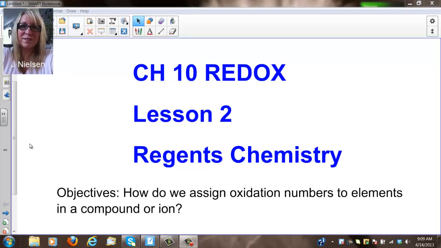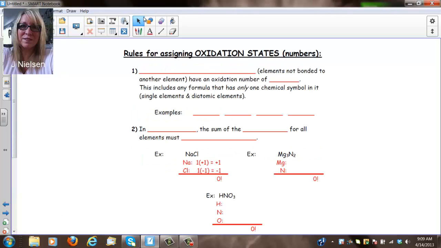Okay, this is Chapter 10, Redox Lesson 2, and today we are going to review how to assign oxidation numbers to elements in a compound or in an ion. There are specific rules that will help us in assigning oxidation numbers, and they're pretty straightforward, and usually after you've done a couple of problems, you already know them. It's not something that you actually have to sit there and memorize. It just becomes second nature.